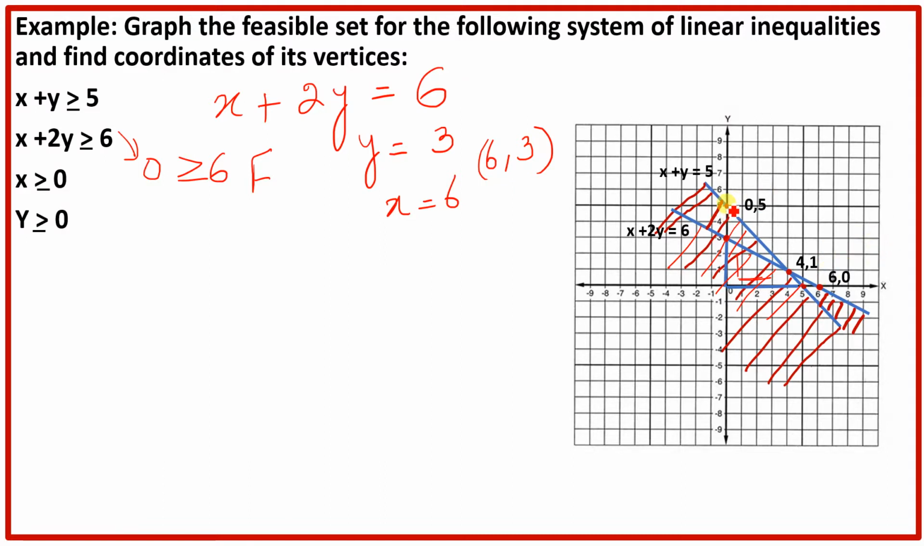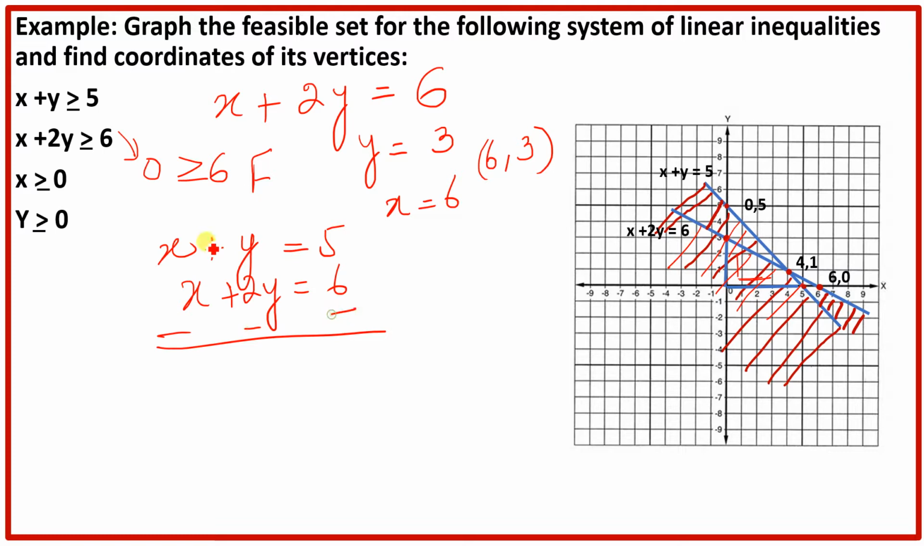This point we have 0 and 5. This point we have to find, the point where these two lines intersect. I have written 4 and 1, so I will show you how I did it. These are the two inequalities, converted to equal signs: x plus y is equal to 5, x plus 2y is equal to 6. Now subtract these, so it will be negative y is equal to negative 1. So the y coordinate is 1.